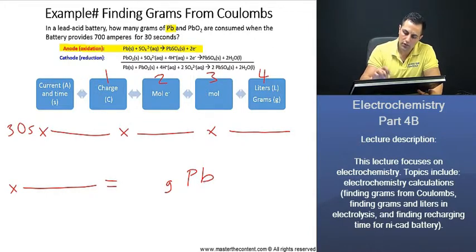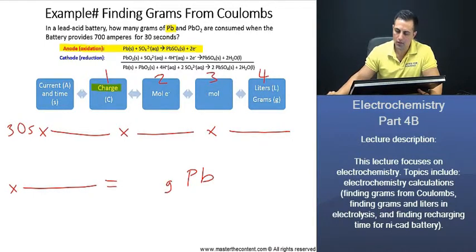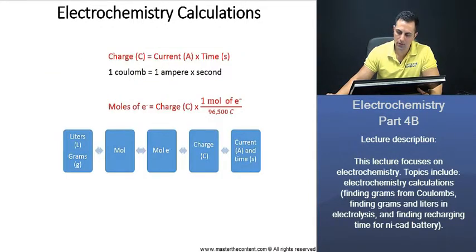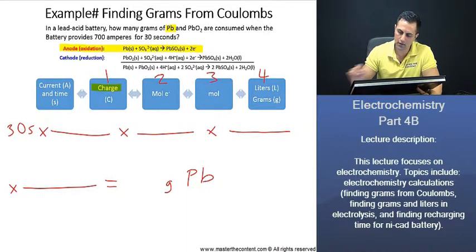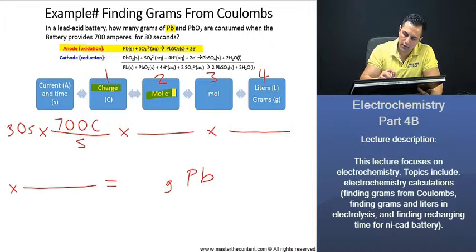Perfect. First thing we need to do is get into charge. Now, 700 amperes. What is an ampere equivalent to? Well, an ampere is a coulomb per second, and because an ampere is a coulomb per second, our 700 amperes is just 700 coulombs per second. Now, we need to get into moles of electrons.